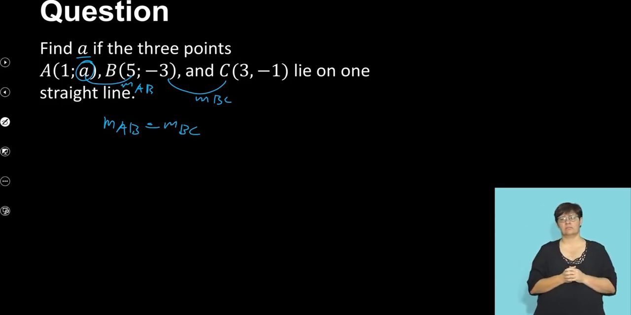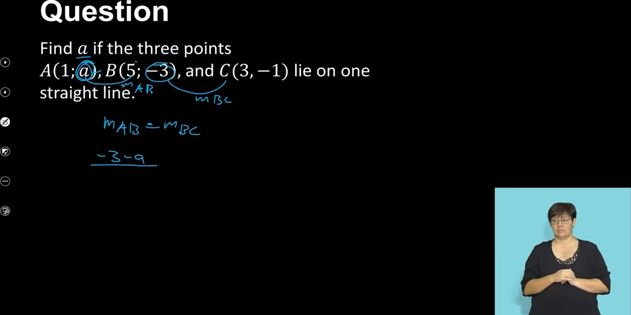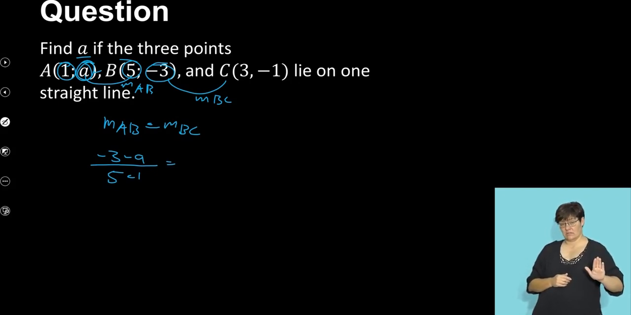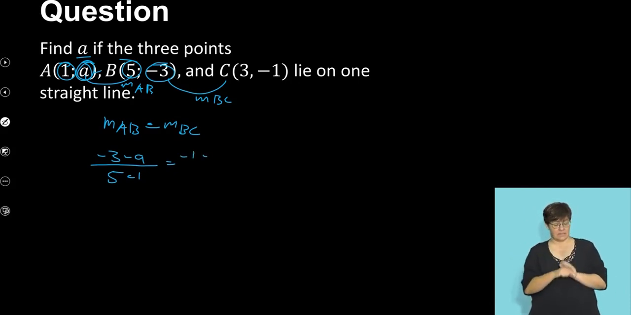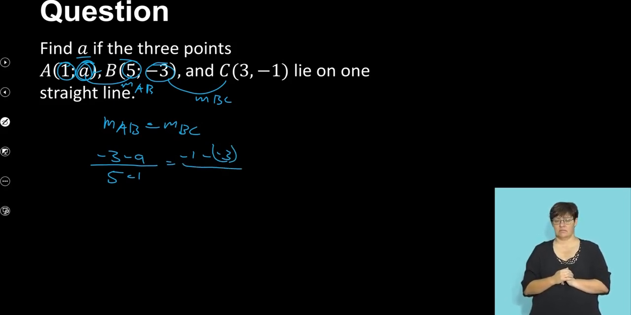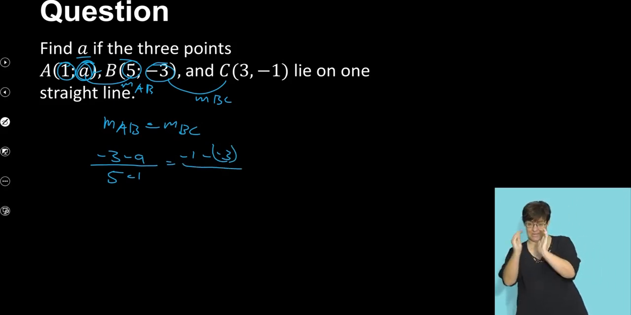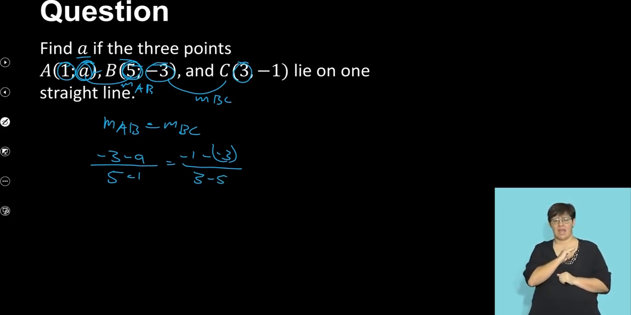What did we say? It was going to be the y value minus the y value. So I'm going to go minus 3 minus A over the x value minus the x value, 5 minus 1. So the gradient of the first section must be equal to the gradient of the second section, which is going to be minus 1 minus, and again, when I subtract a negative number, I'm always going to put that in brackets. So it's going to be minus 1 minus minus 3 over 3 minus 5.